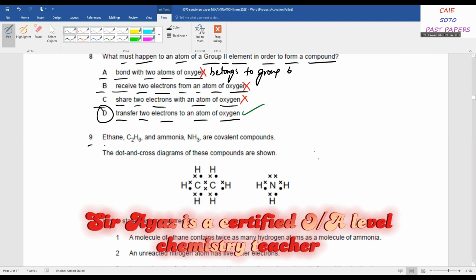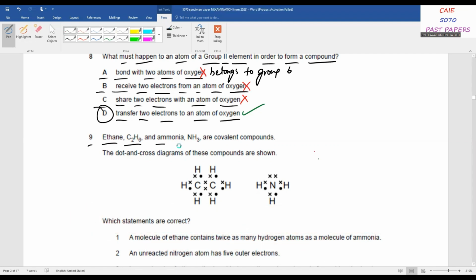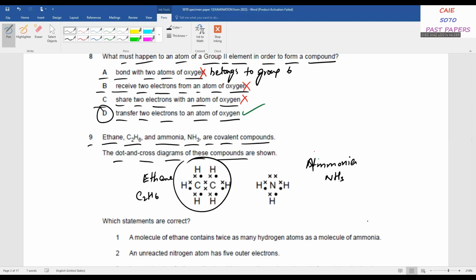Number 9. Ethane, C2H6, and ammonia, NH3, are covalent compounds. The dot and cross diagrams of these compounds are shown. This is ethane, and this is ammonia, NH3. This is C2H6. Both the diagrams are correct. Which statements are correct? Now I'm reading the statements for you.